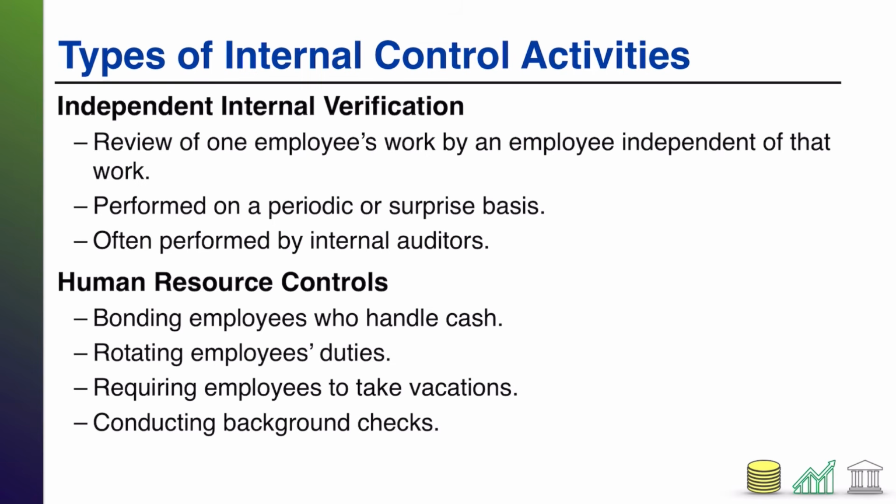Now, this can happen periodically. So in the case of the cash register situation, that's something that's happening all the time at the end of each shift. Or it can happen on a surprise basis. This is a situation where the internal auditors of the company might actually come in and say, hey, we want to verify this set of records to make sure everything's smooth. And you may not have known it was coming, but they're going to do that work and perform that verification to make sure all the controls are operating as they should. So that's independent internal verification.